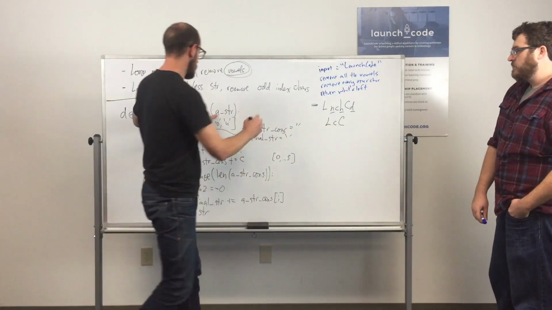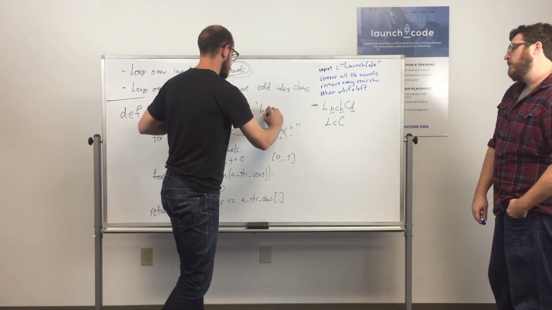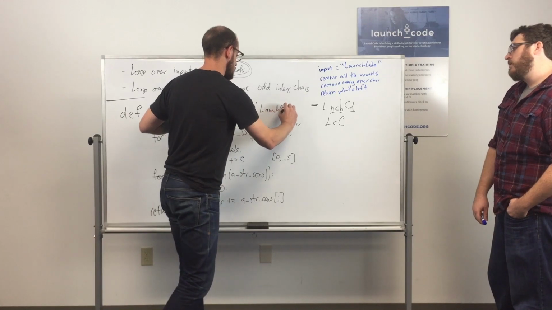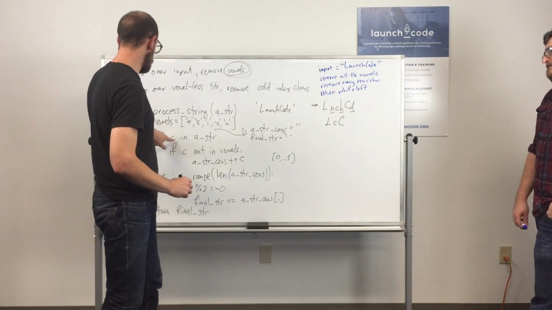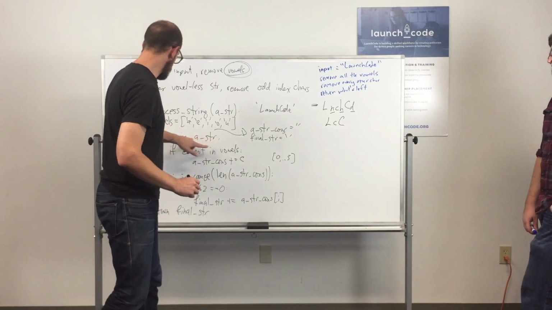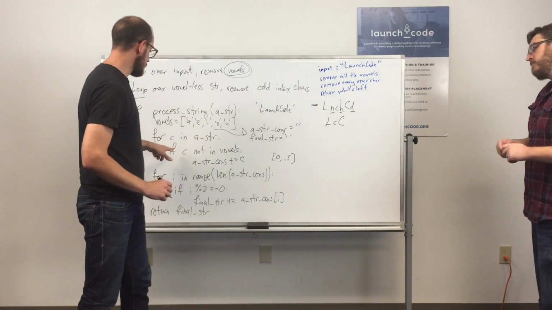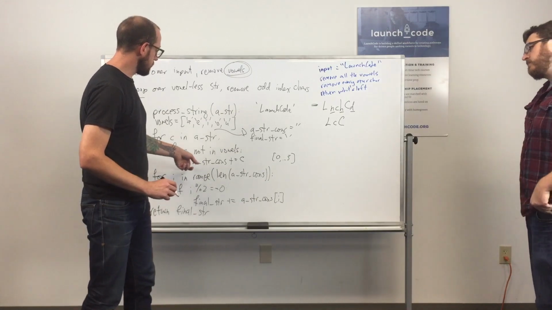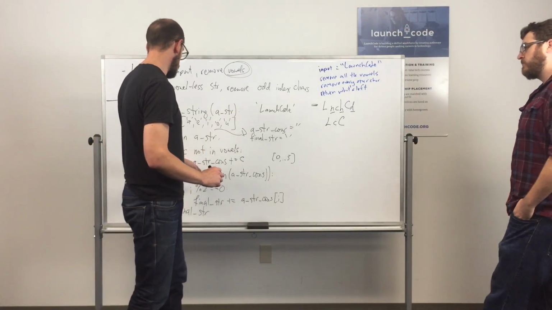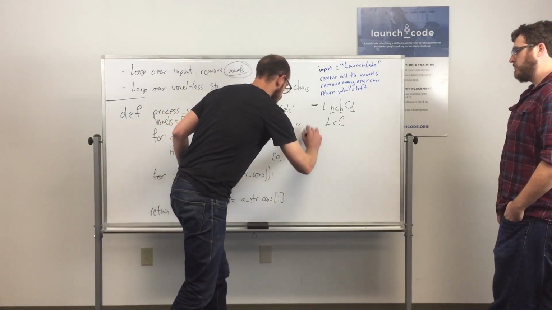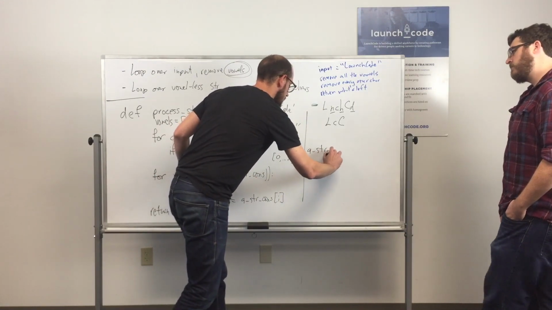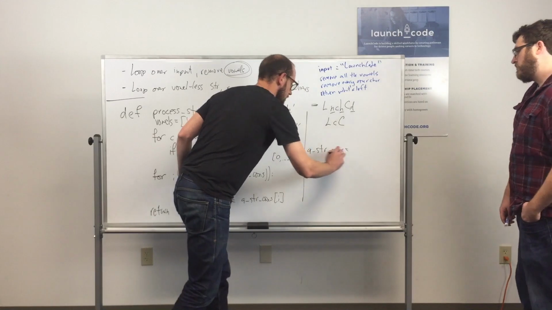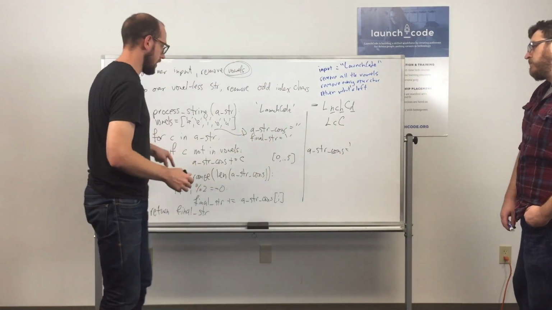So I'll start here. When I come in, I'm going to have LaunchCode as my input string. For each character in here, I'm going to add the non-vowels to this. So let's see, my a_str_cons, I'm going to draw a line here to separate this from my code. a_str_cons will start out being the empty string, and then I'm just going to go through the loop and add things as we go.